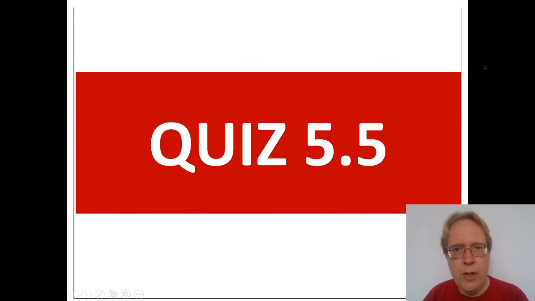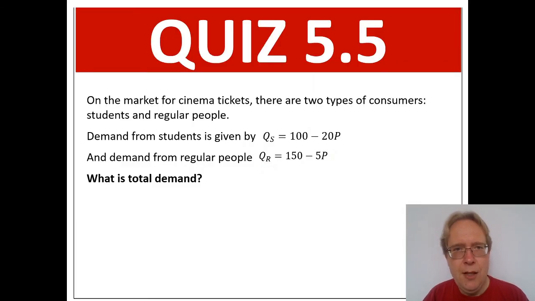Which brings us to the quiz, the last quiz of today. Very similar setup. Suppose that we have a market for cinema tickets, two types of consumers. Students have a demand of 100 minus 20p, so this is not really an individual demand, but the demand for one segment of the market, if you like. And regular people have this demand function. Question: what is total demand? And, of course, beware of the kinks. Answer after the break.